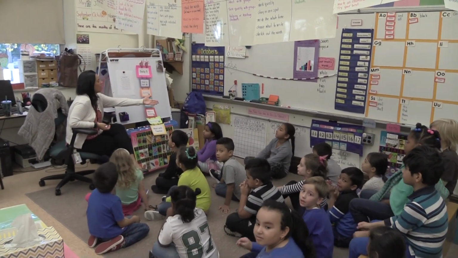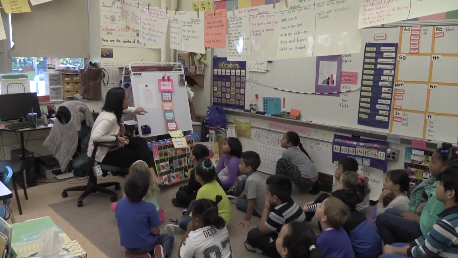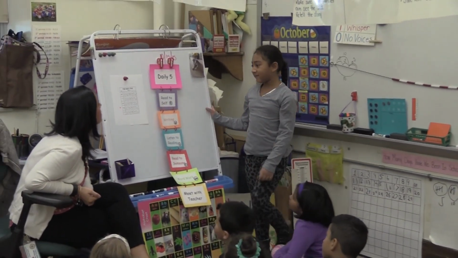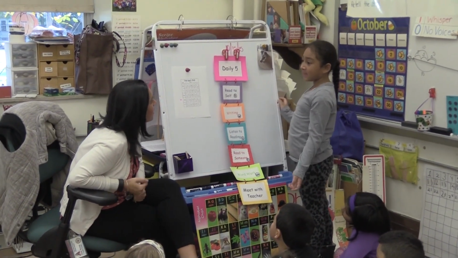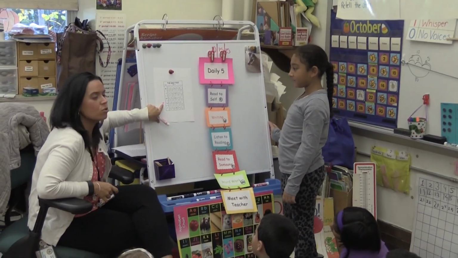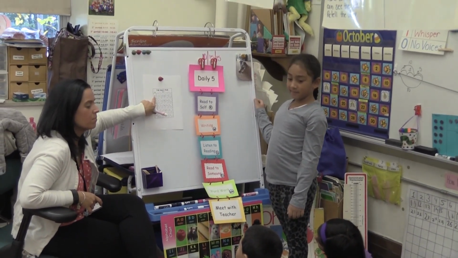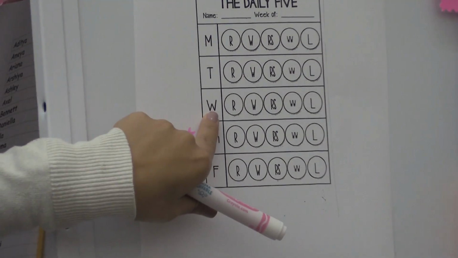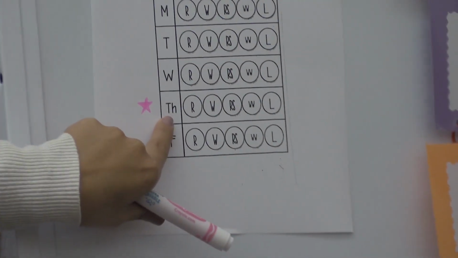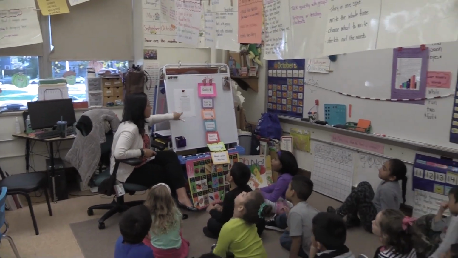So who can tell me, I want Ariana. Ariana, can you tell us what we're going to track on this sheet that says the Daily 5? What are we going to use this for? We're going to use it for tracking where we want to go on Thursday. Right, so I just showed you this tracking sheet, what we noticed. We noticed an M for what? Monday. We noticed a T for what, Omar? Tuesday. A W for? Wednesday. A TH for? Thursday. And an F for? Friday. Thank you, Ariana.